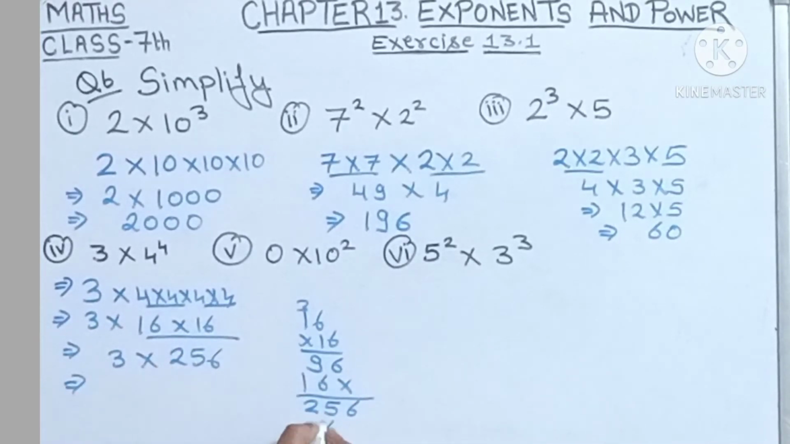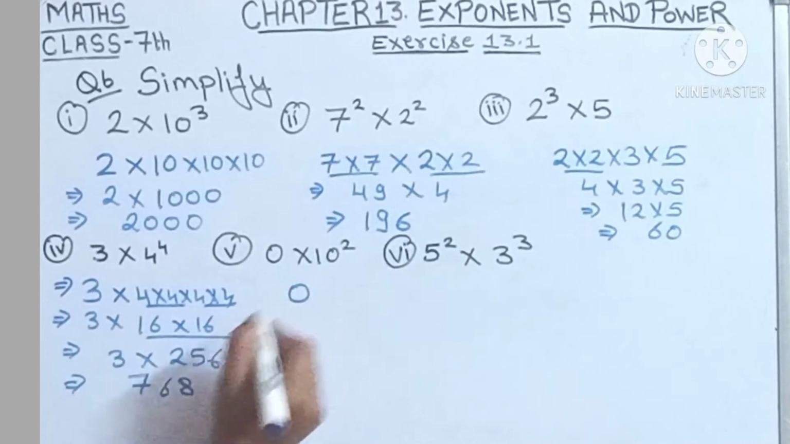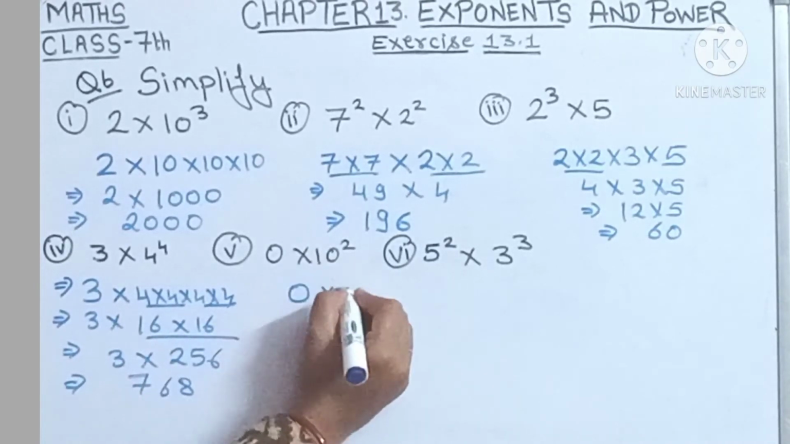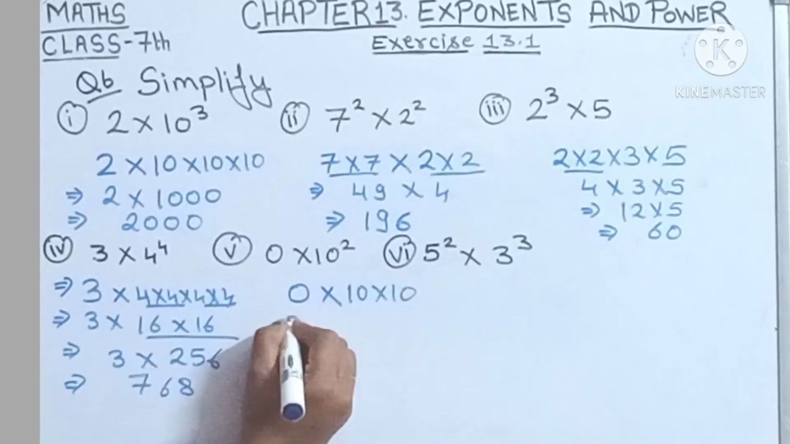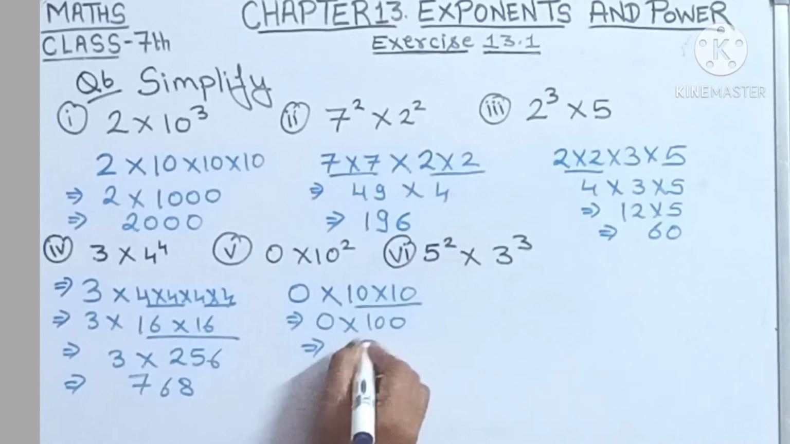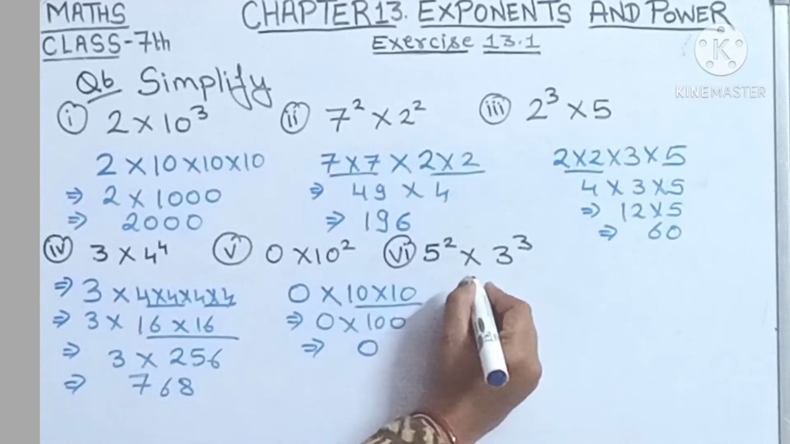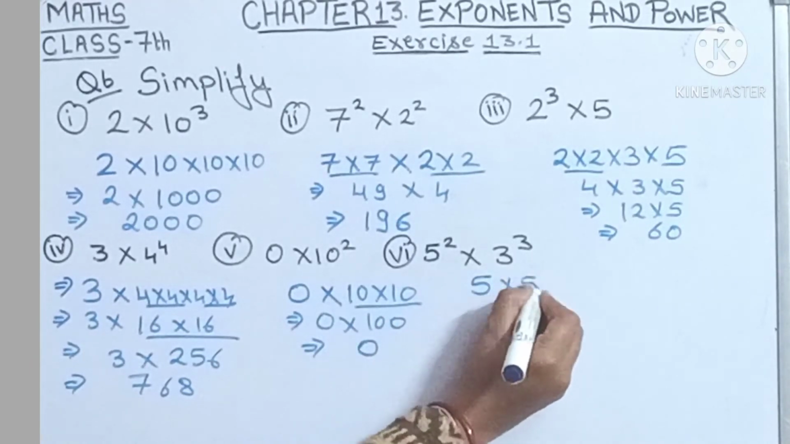Now 3 into 256. 3 sixes are 18, carry 1. 3 fives are 15 plus 1 is 16, so 6, carry 1. 3 twos are 6 and 1 is 7. So 768. This is the answer for the fourth one. Coming to the fifth one, 0 into 10 squared. 0 only once, and 10 raised to the power 2 means 10 we have to write 2 times. Now 10 into 10 will be 100, and 0 hundreds are 0. So the answer is 0.